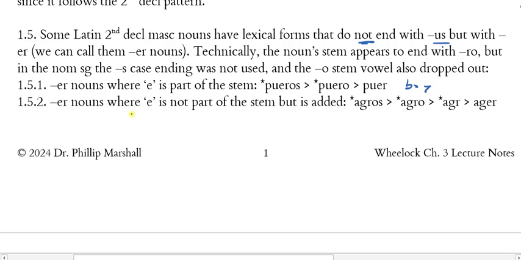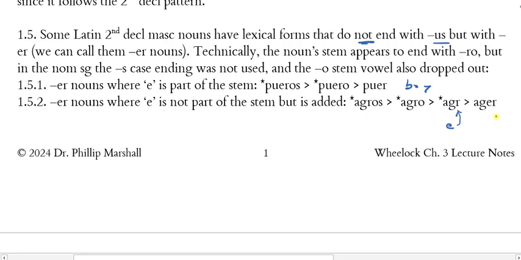Now, there are er nouns where the e is not part of the stem, but the e is added to help with pronunciation. So here's a word, agros, and again, this s wasn't actually added as a case ending. With the s not being there, we have agro, and then the o drops out from the stem vowel. We're left with agr. You try to pronounce that. That's really difficult. And so an e vowel is stuck in here between these last two consonants to break up the consonant cluster, and we get ager.